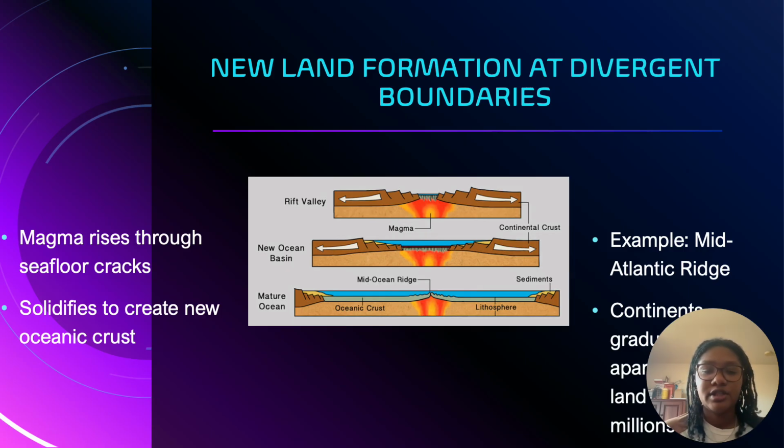The third stage is the mature ocean stage. A mid-ocean ridge develops, and sediment accumulates outward over time. You can see magma upwelling, lithosphere thinning, and ocean crust creation, which visually confirms ongoing land formation at divergent boundaries.